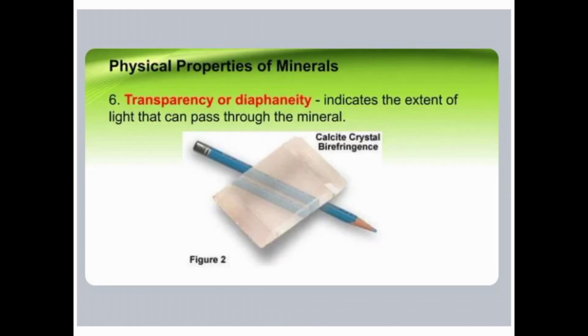Transparency or diaphaneity. Transparency or diaphaneity indicates the extent of light that can pass through minerals. Diaphaneity refers to a mineral's ability to transmit light. For example, some minerals are transparent. When they are thick, a small amount of distortion may occur, but light passes relatively freely through them.